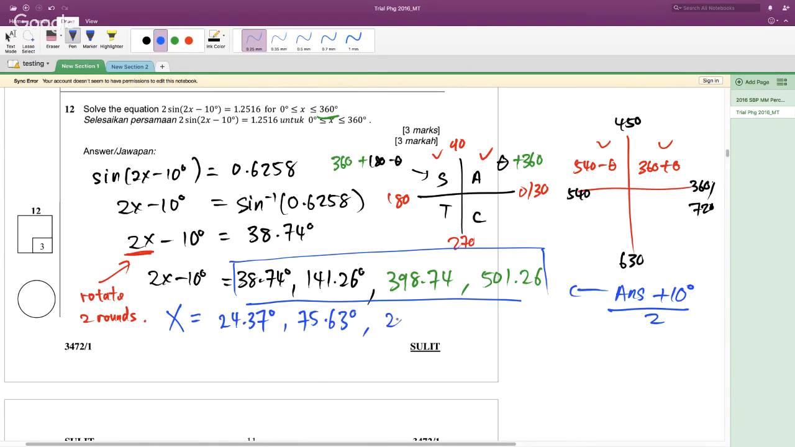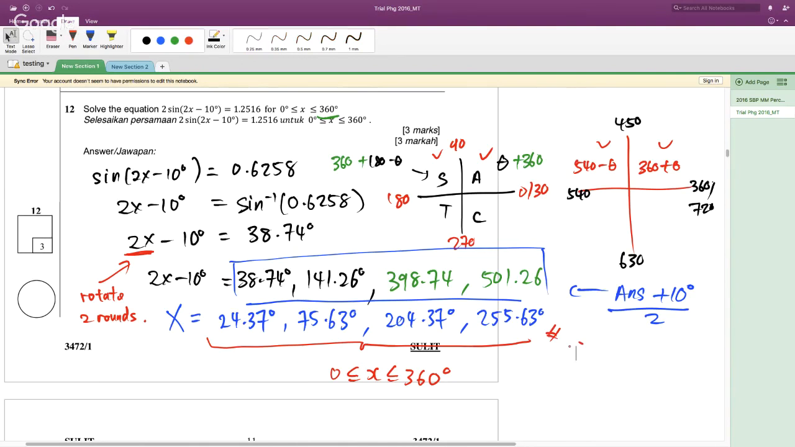So I will get 204.37. And then this one is 501.26 plus 10, and then divided by 2. I get 255.63. And then you find out all my answers over here are within the range. It's between 0 to 360, isn't it? So therefore, I will have 4 answers for this question. Okay, so that's all for this question.